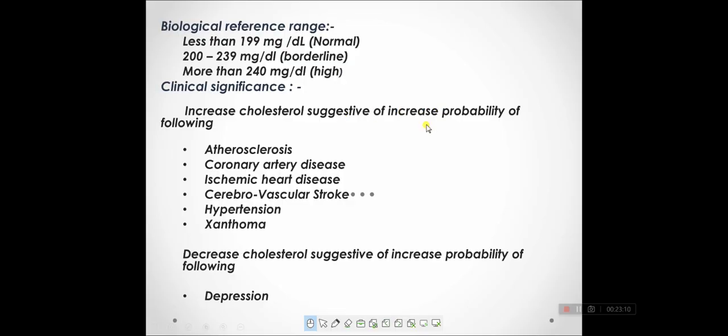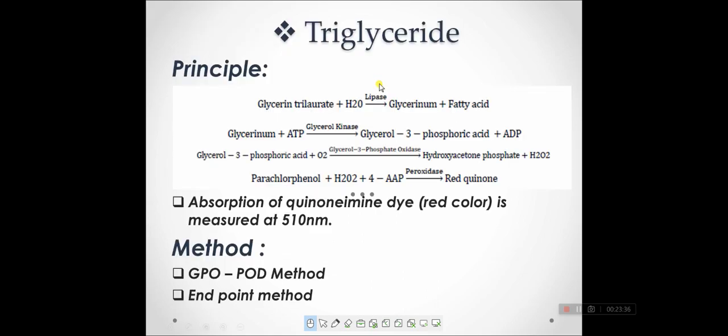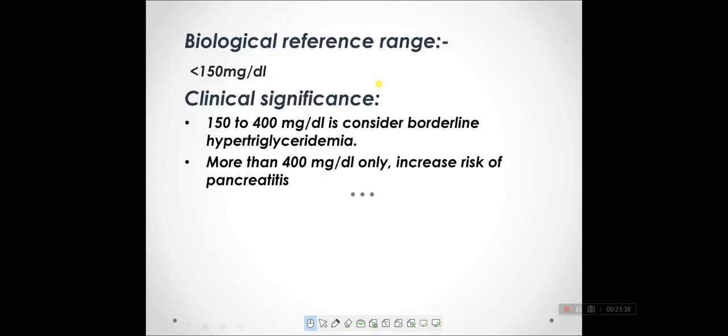The increased cholesterol levels are suggestive of increased probability of atherosclerosis, coronary artery disease, ischemic heart disease, cerebrovascular stroke, hypertension and xanthoma. Whereas if the cholesterol is decreased below its normal range, then it may be suggestive of depression. The normal range of cholesterol is less than 199 mg per deciliter, and in borderline it is 200 to 239 mg per deciliter. Now talking about triglyceride.